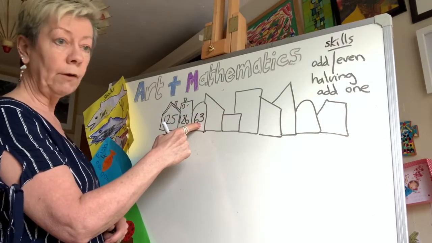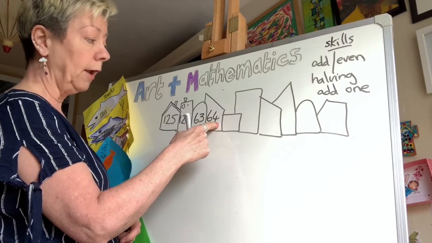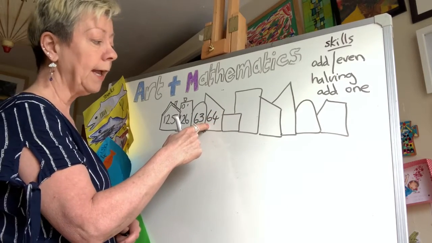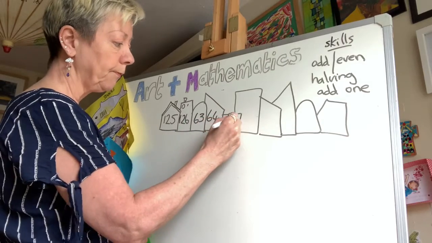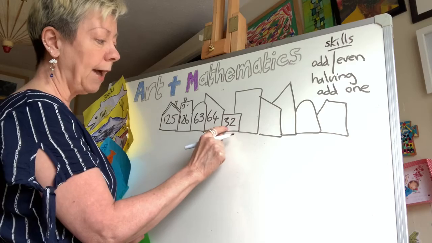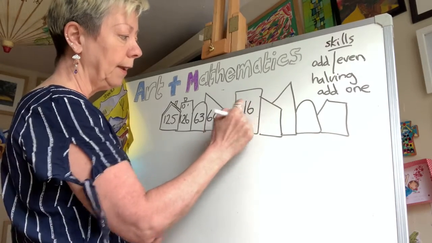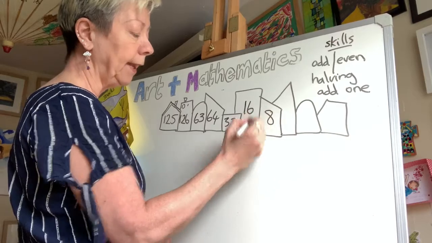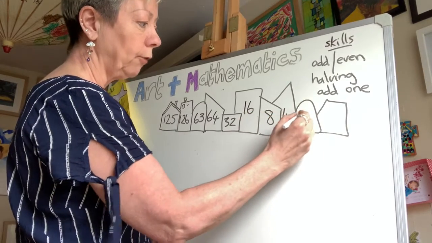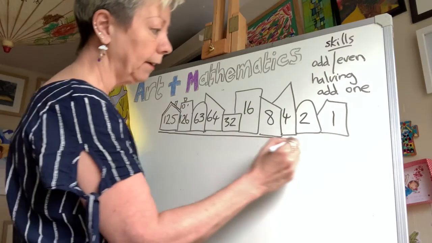63 is odd, add 1. 64 is even now, so half of 60 is 30, half of 4 is 2. Odd or even, it's an even number, I've got a 2 here. Half of 30 is 15, half of 2 is 1, is 16. Half of 16, 8 and 8 is 16. Half of 8 is 4, half of 4 is 2, half of 2 is 1. So you've got a nice little street of houses there.